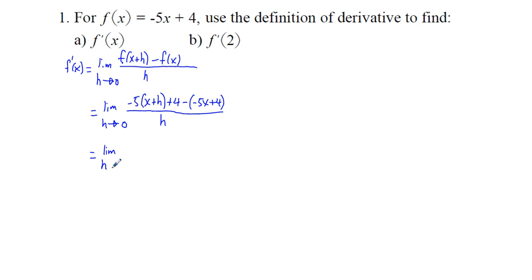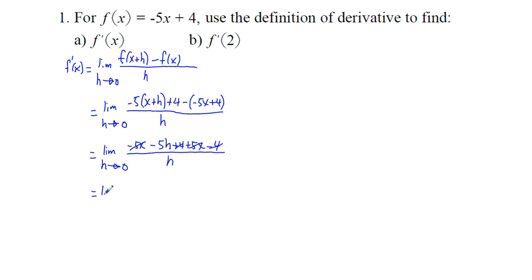And now just coming down below, we have the limit as h approaches 0 of negative 5x minus 5h plus 4 minus negative 5x, which is going to be plus 5x, and we're going to have minus 4 over h. And now we have some cancellations. Negative 5x plus 5x, 4 minus 4.